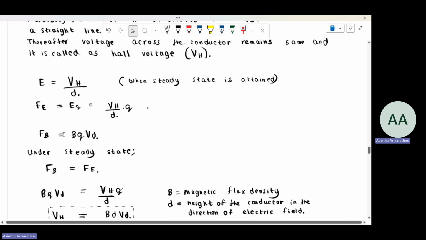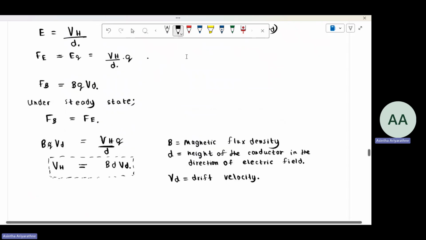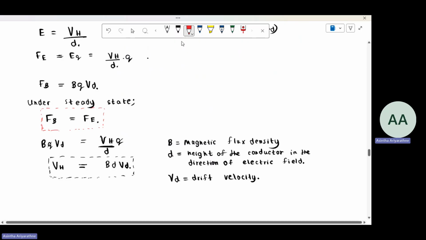Right. So this is the basic equation we have. What we have to remember is that under steady state, FB is equal to FE. You don't have to remember the equation VH is equal to B Vd D. Just remember the condition that under steady state, the electrostatic force becomes equal to the magnetic force. Then this can easily be derived.